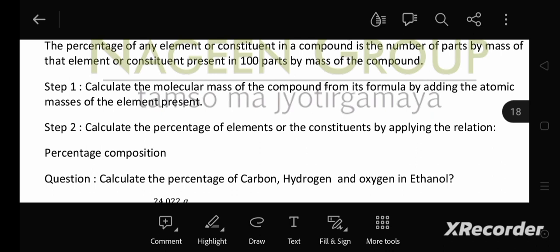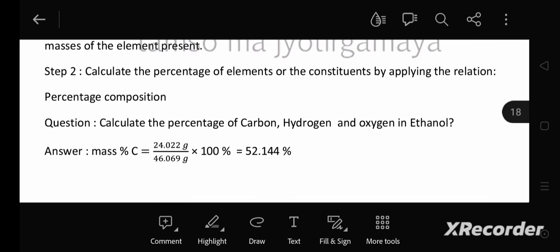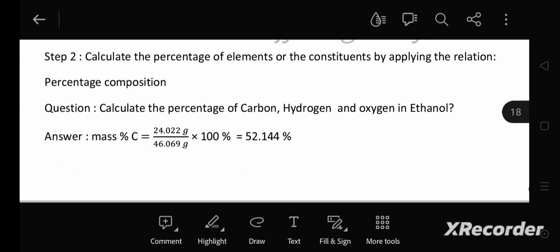Now second is step number 2. Now in this step number 2, calculate the percentage of element or the constituent by applying the relation percentage composition. Now here is some question. The question is this: calculate the percentage of carbon, hydrogen and oxygen in ethanol.